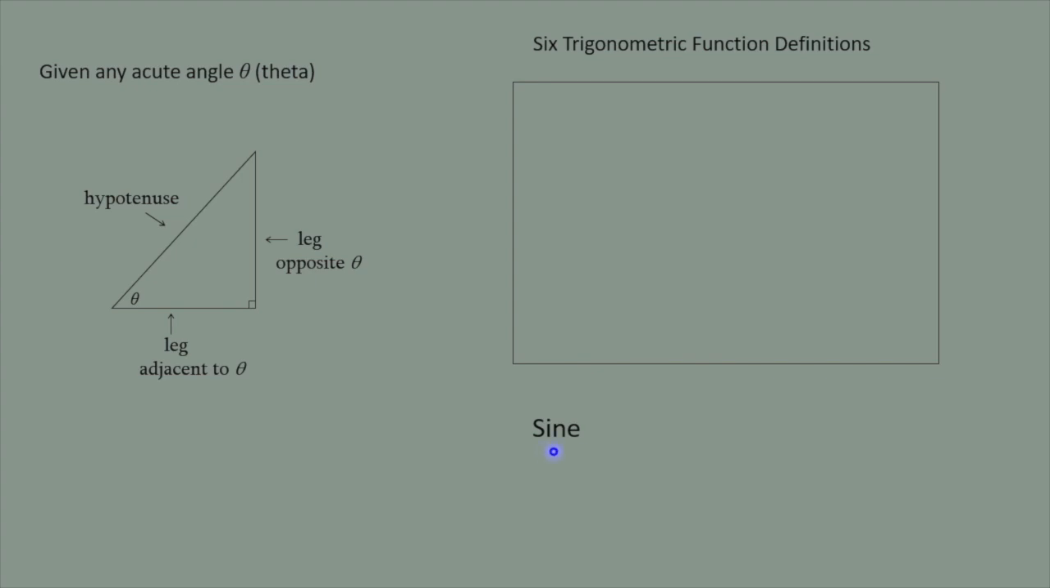We'll start with the sine function. Sine is abbreviated sin. Sine of an angle is the leg opposite to the angle over the hypotenuse. Next we have cosine, which is abbreviated cos. Cosine of an angle is the leg adjacent to the angle over the hypotenuse.